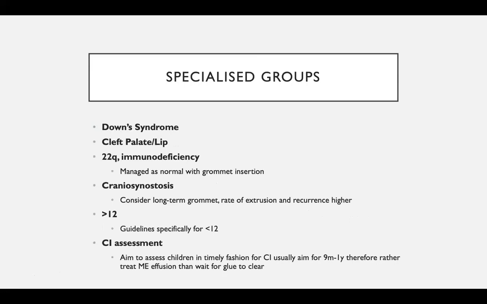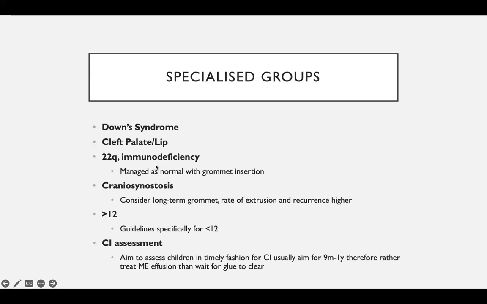So specialized groups, I mentioned this a bit earlier, so I'd like to go into more detail now. So groups include those with Down syndrome or trisomy 21, patients with cleft palate or lip, and also those undergoing assessment for cochlear implant.